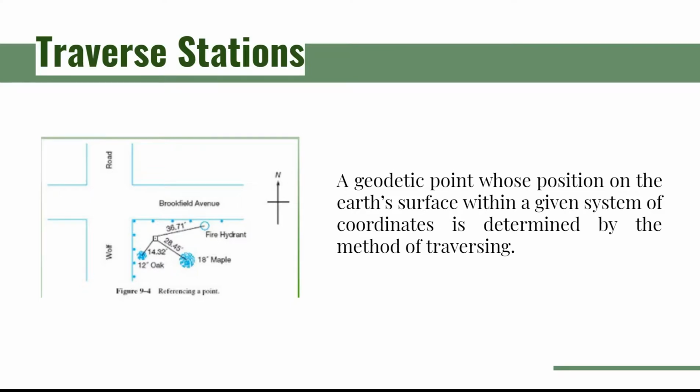Now, a traverse station is a geodetic point whose position on the Earth's surface within a given system of coordinates is determined by the method of traversing. It may be stabilized by a large concrete monument set into the ground or by a geodetic beacon erected on the surface.